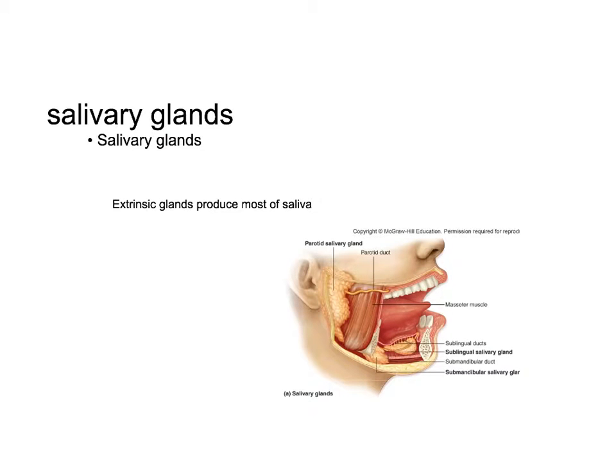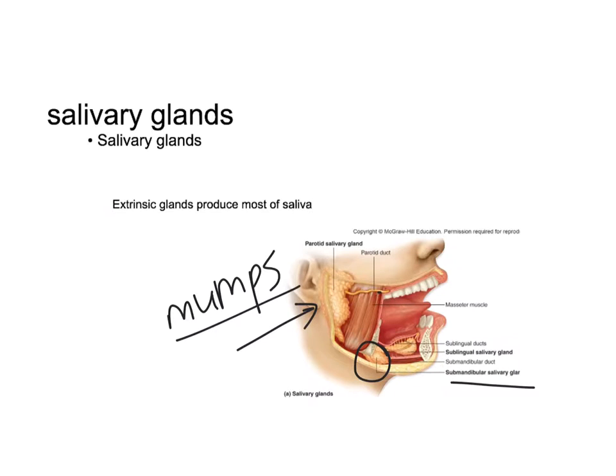Okay, so here are the salivary glands. So the extrinsic salivary glands produce most of the saliva. So here's the parotid, where somebody gets mumps. It's the one that's infected. And then the duct that dumps into it. Submandibular, which makes sense, right? It's under the mandible. And then sublingual, which is under the tongue. So those are pretty straightforward.